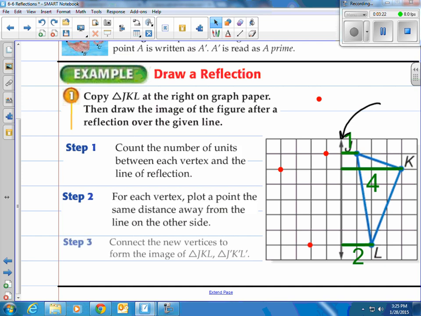Of course, the last step is connect the new vertices to form the image JKL. Let me do that for you here. So we're going to actually go from here to here, here to here, and of course here to there. And there is our new, what we call the image of JKL, triangle JKL, and we would call it J prime. I'll do this in red. So we got to match up here. J prime, and then K prime, and then L prime. Don't forget that prime. So the image will have the prime symbols.